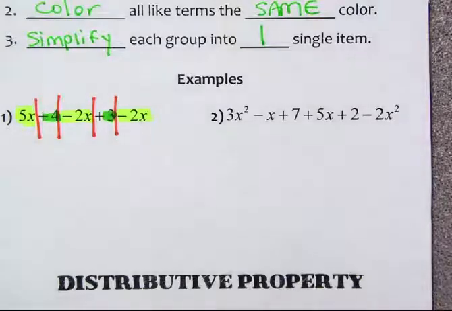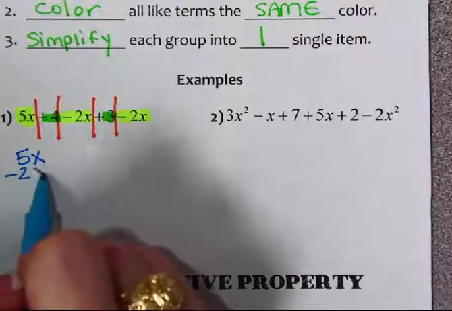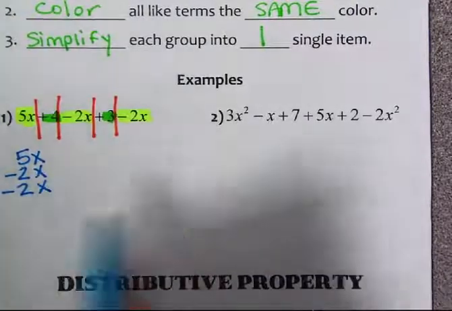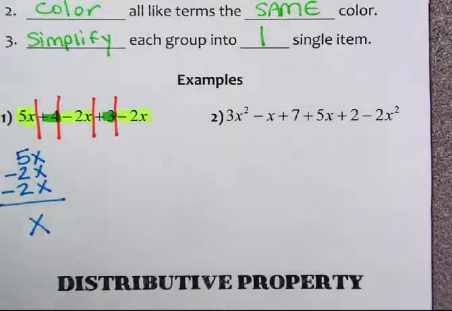Think of it this way. I've got 5 monkeys. I'm going to take away 2 monkeys, then I'm going to take away another 2 monkeys. So the variable just carries along with the math. You still are just working with the numbers. So we're combining 5x minus 2x minus 2x. So that gives me 1x. You can write the 1 or you can leave it as x.